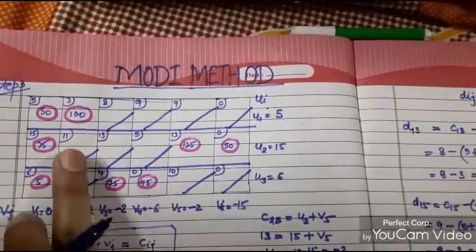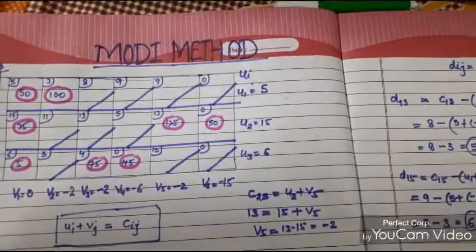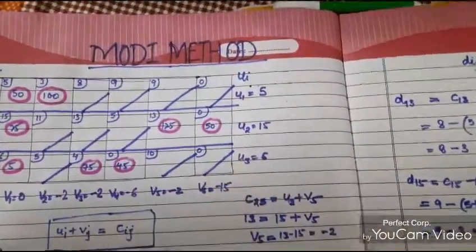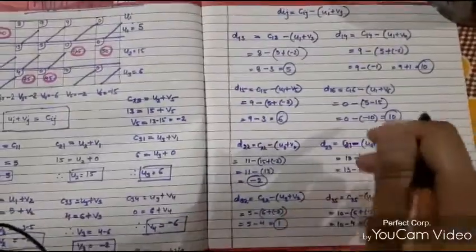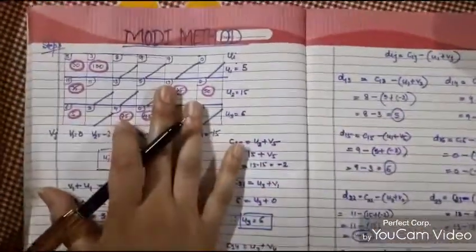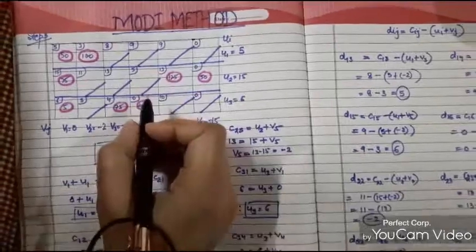Now we come to the next unoccupied cell, this one. In the same manner, we will get all the Dij's. We will calculate all the Dij's of these cells. Now, as we have obtained the values of all Dij's, we will start writing the values of Dij's in the cells and start the optimality test.